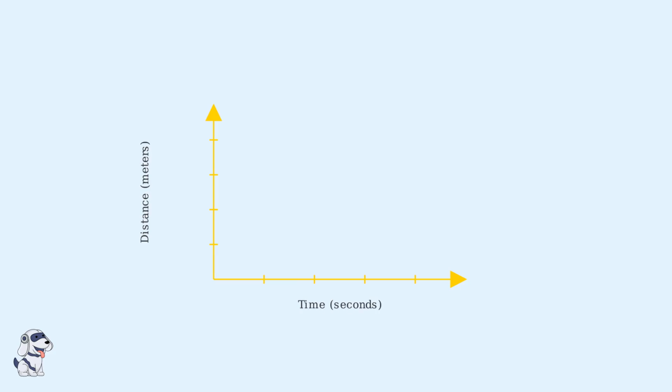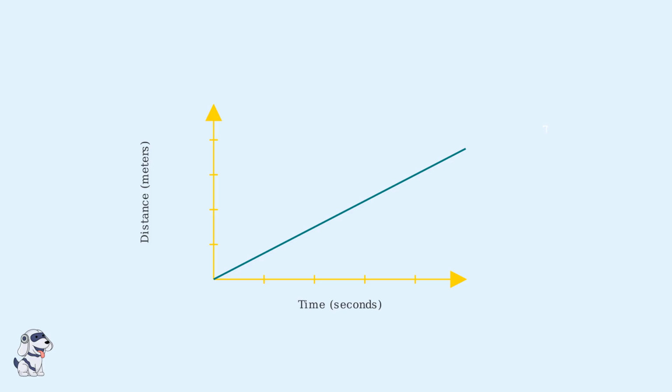Distance-time graphs are powerful visual tools that help us understand how objects move through space and time. These graphs provide a clear picture of motion by plotting the relationship between distance traveled and time elapsed. In a distance-time graph, we always place time on the horizontal x-axis and distance on the vertical y-axis. This standard setup allows us to see how distance changes as time progresses.